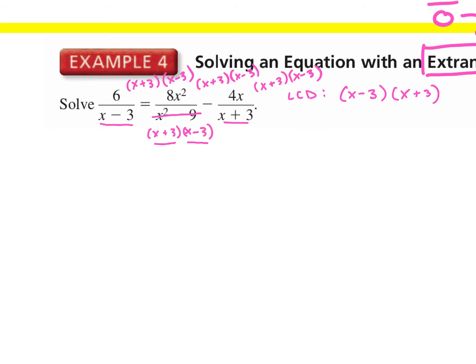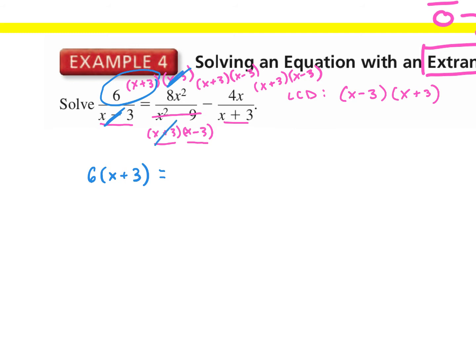In our first fraction, we have an x minus 3 on the bottom and an x minus 3 on top, so they cancel out, and we're just left with 6 times x plus 3. We'll distribute that when we get to simplifying our entire equation. We're going to do all the fractions up top first, and then we can simplify. You can do it in whatever order you want. If you want to simplify at this step, totally fine.